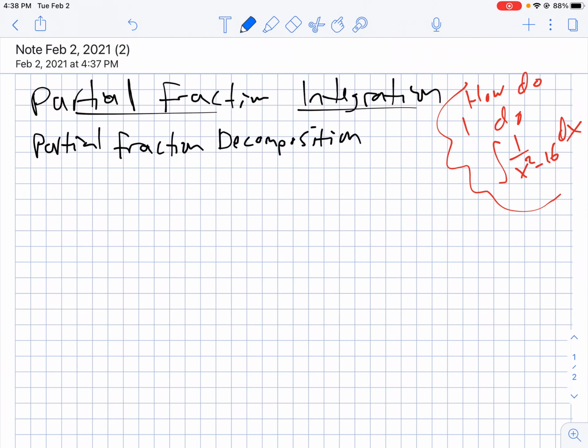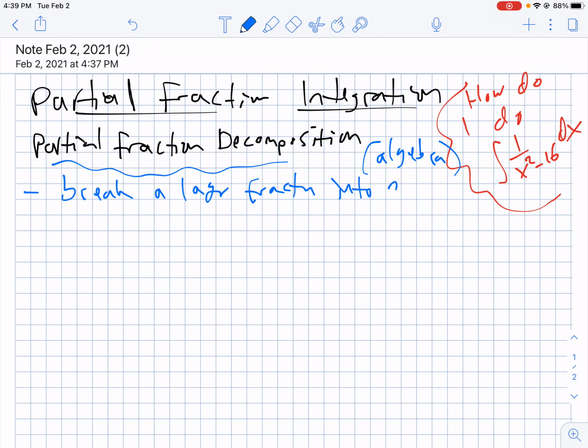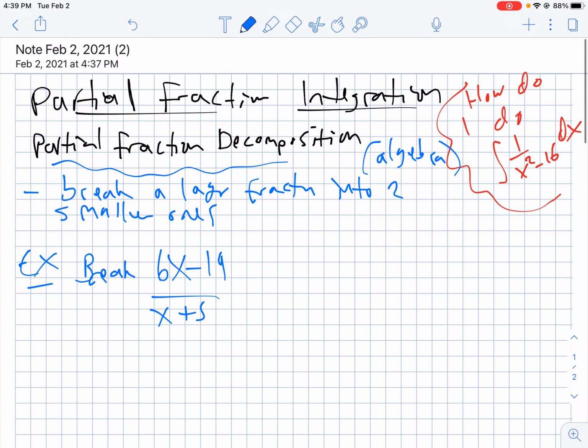The first thing we're going to do today is learn about algebra. We'll save the calculus for the end, but we're just going to do some algebra and partial fraction decomposition. Basically, we're going to break a larger, more complex fraction into two smaller ones. For example, let me demonstrate this by saying we're going to try to break the fraction (6x minus 19) over (x plus 5) times (x minus 2) into two fractions. So this is the decomposition.